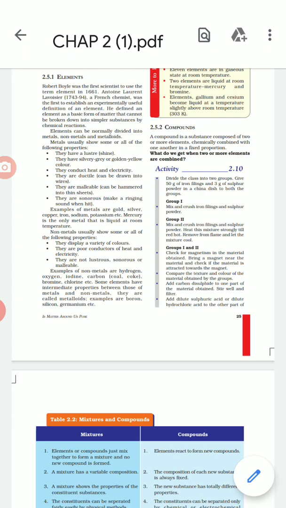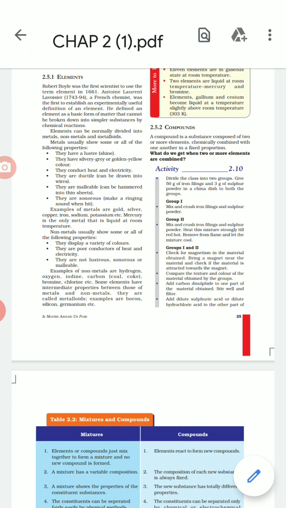Okay, so they have divided the class into two groups. Group 1 will have a mixture of iron filings and sulfur powder. They will just mix it and keep it. But group 2 will mix and crush the iron filings and sulfur powder, and they are going to heat this mixture. Till what time are they going to heat? Till it becomes red hot.